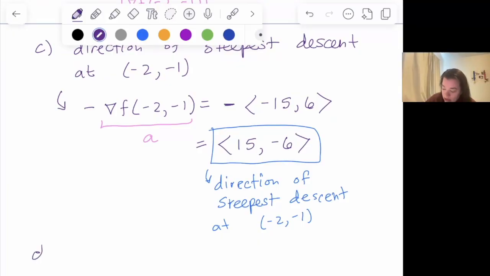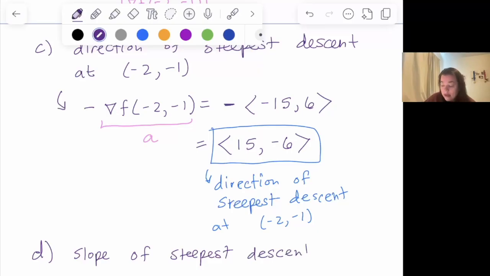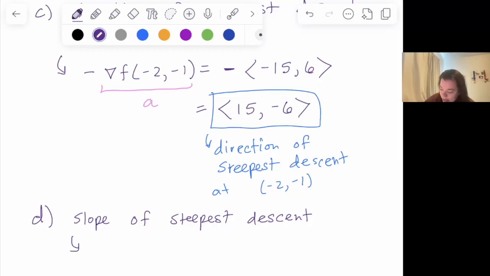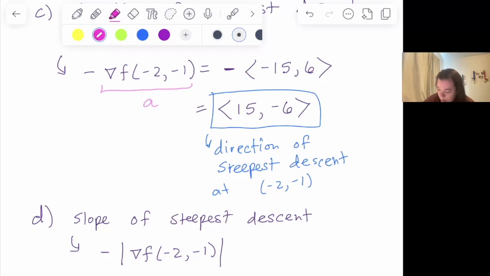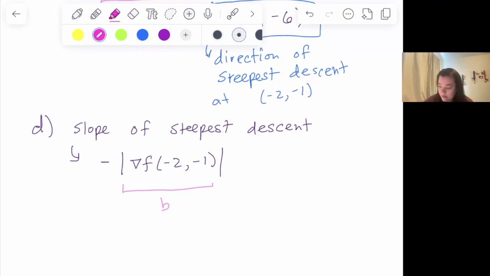Now part D asked us to find the slope, so let's summarize that, the slope of steepest descent. If you're walking downhill, what's your slope going downhill? This is found by taking the negative of the magnitude of the gradient vector at the desired point. And remember, this quantity was found in part B. So all we need to do is find the negative of our part B answer.